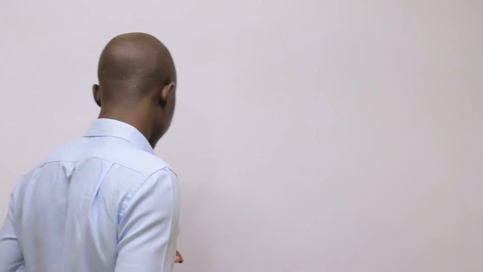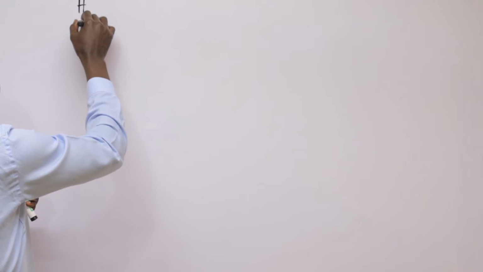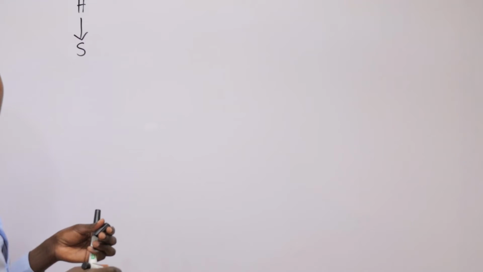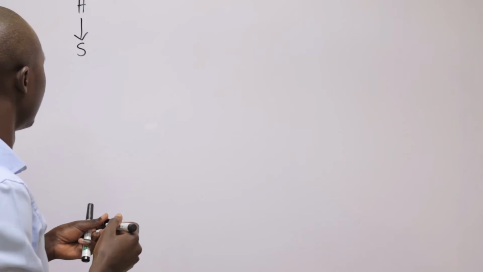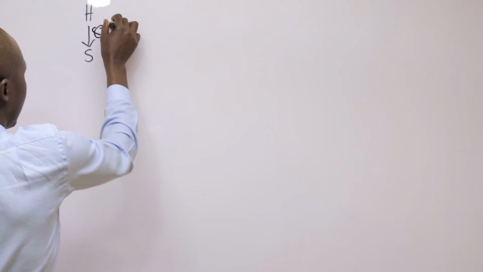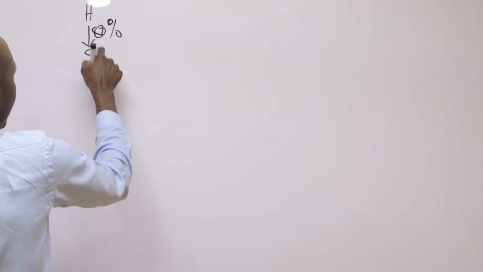So the first thing you do is drawing the structure. You draw the structure and the shareholding. So remember that it was H who acquired S. It's H who acquired S, 80%, meaning that this is a subsidiary of the parent.